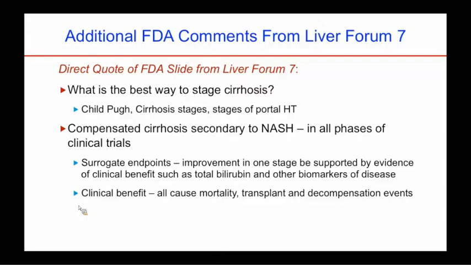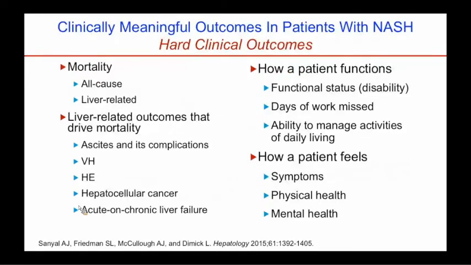Some companies like Intercept have actually designed their trial to run for as long as 6 years, with the expectation that if the drug is effective, they will capture an improvement not just in histology, but in reduction in clinical events, HCC, and need for transplant. There are a number of hard clinical outcomes that are listed here.